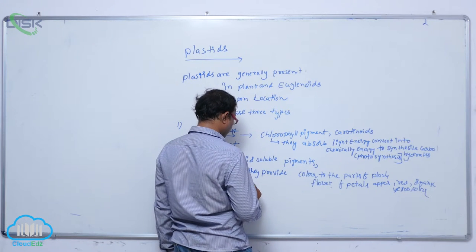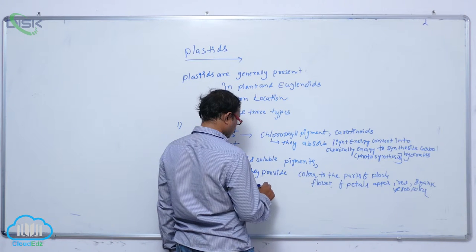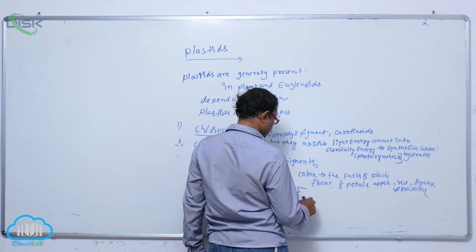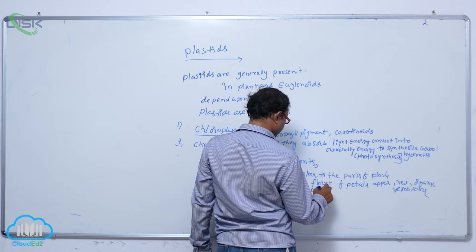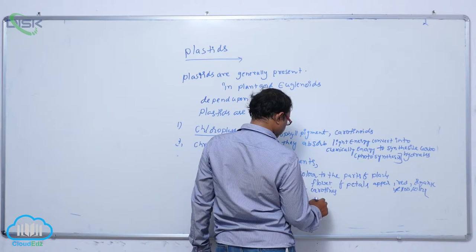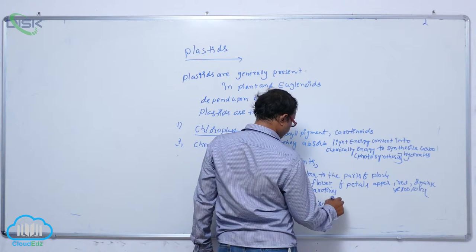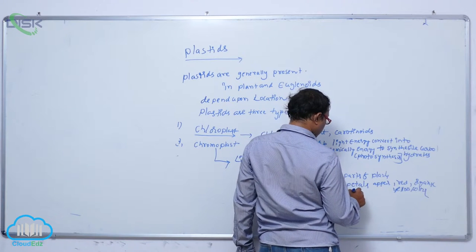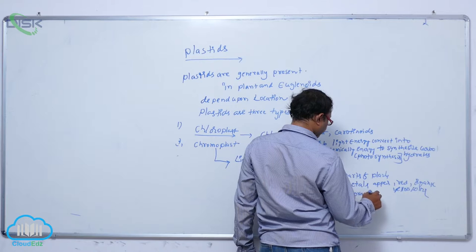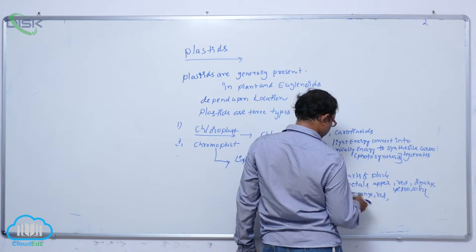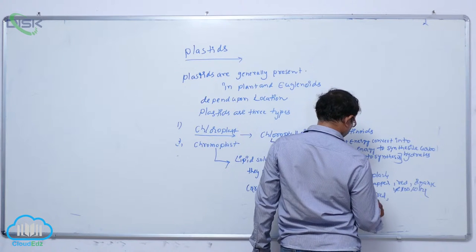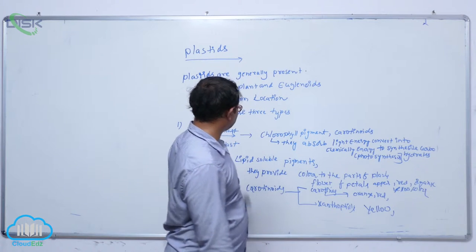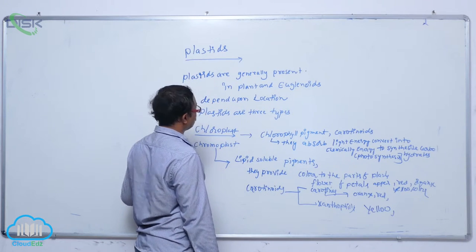These chromoplasts contain carotenoids, and carotenoids are again of two types: carotenes and xanthophylls. Carotenes provide orange, red, and yellow color. Xanthophylls provide yellow color. Other pigments are also present in the chromoplast.